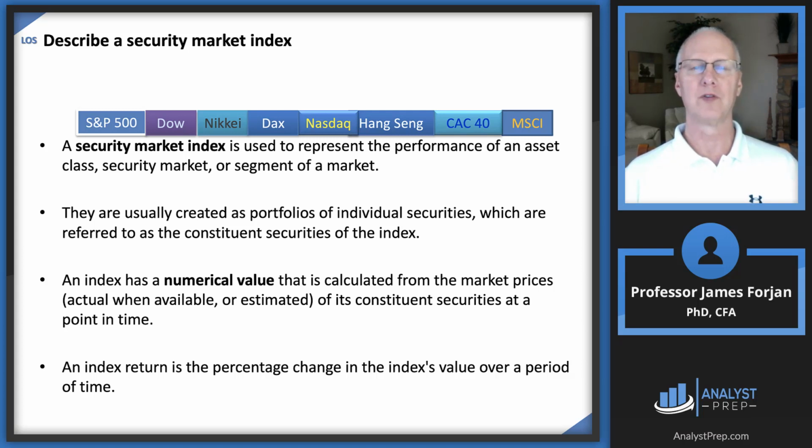There's a list of some global, popular, and commonly used indexes. And I want you to think of these indexes as really nothing more than a portfolio of individual securities. And those individual securities are known as the constituent securities in the index. Now, this index is going to represent the performance of a particular asset class or a market or a segment of the market, and it's going to have a numerical value. For example, here in January of 2019, the Dow Jones Industrial Average is somewhere around 23,000.